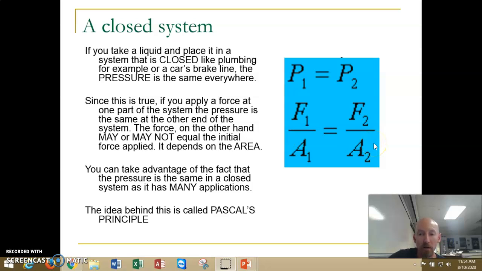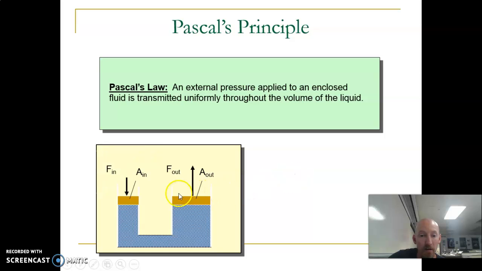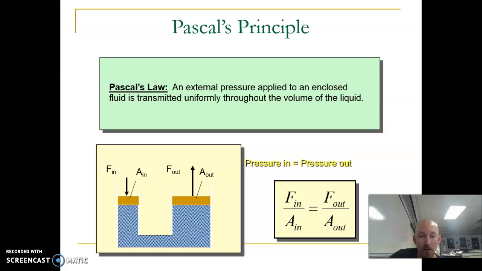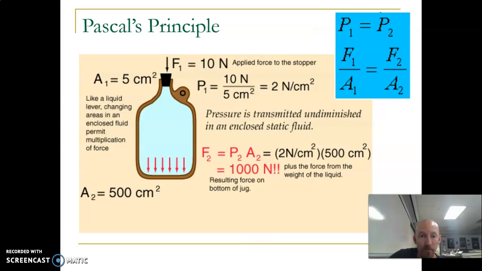And if you have a small force, but it's over a pretty large area, right, then you essentially take this small force and increase the area, you get a much bigger output force. And so this is how you can lift cars up, and they sit on the lift like that. Pressure in equals pressure out. So very handy equation. And this is another graphic to show that.